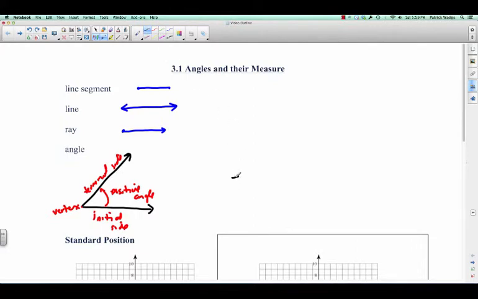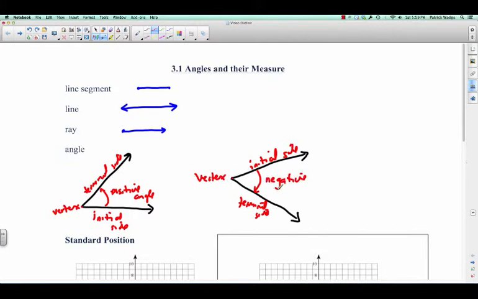Then we had another case where we had something like this. Sorry, these are rays, so I should put arrows on them. This was my initial side, and this time I rotated the second ray this way, so this was my terminal side down here. The vertex is exactly the same the whole way, and this was a negative angle this time because I rotated it clockwise. Okay?